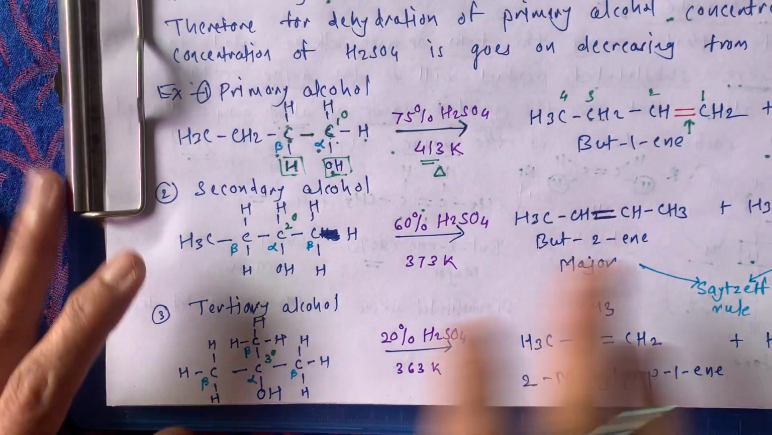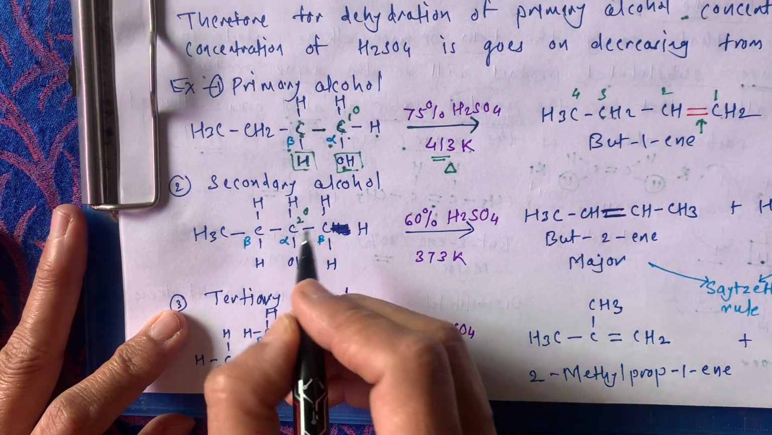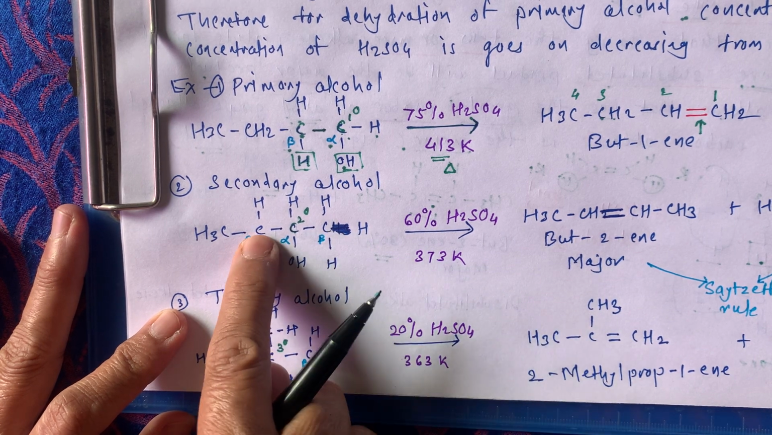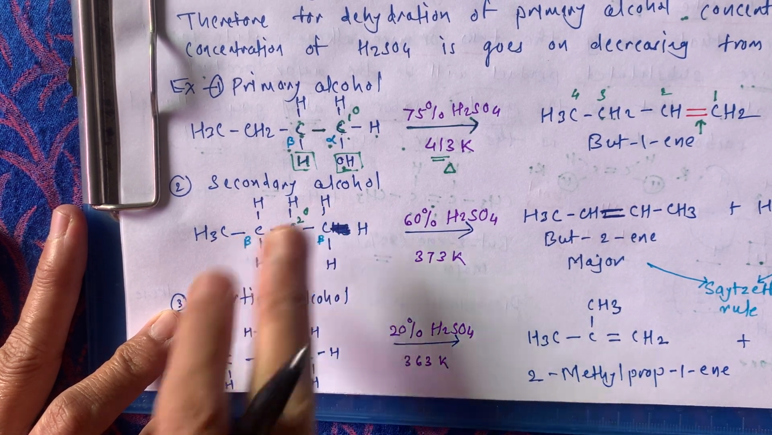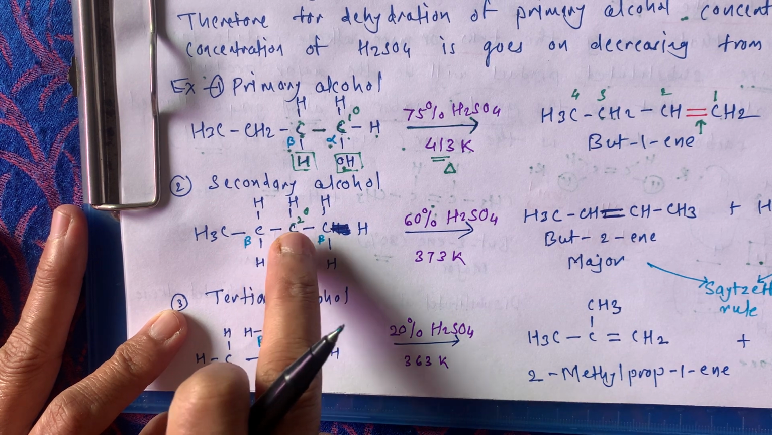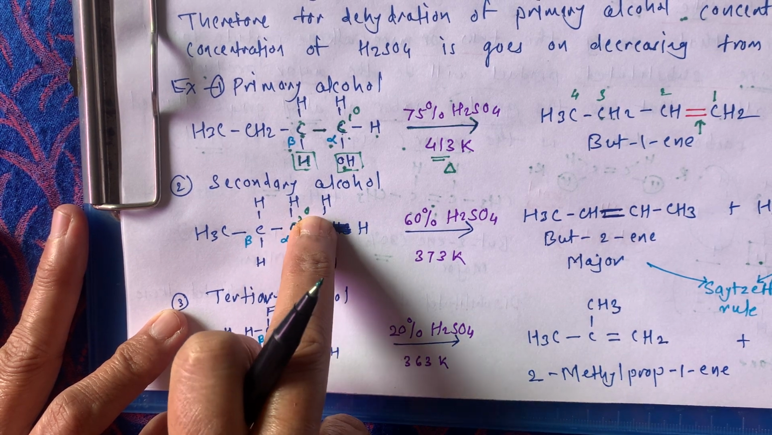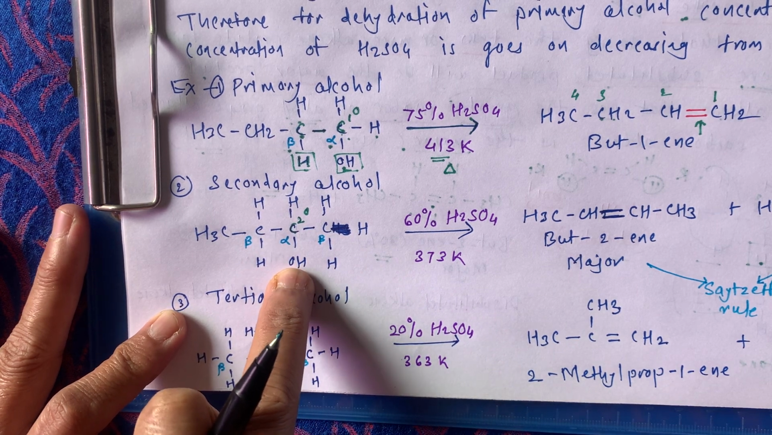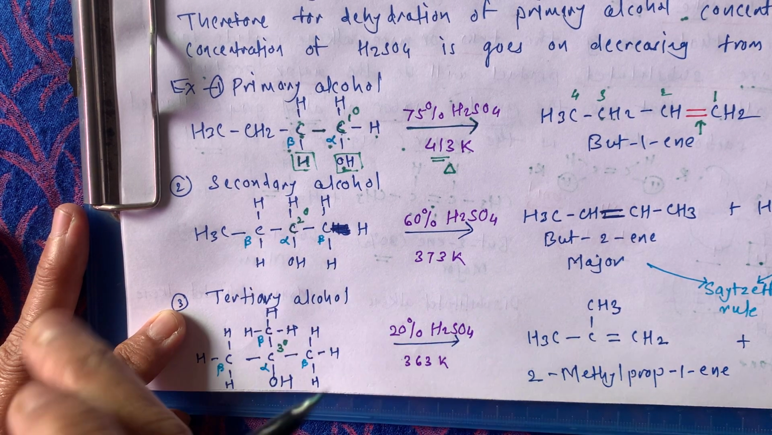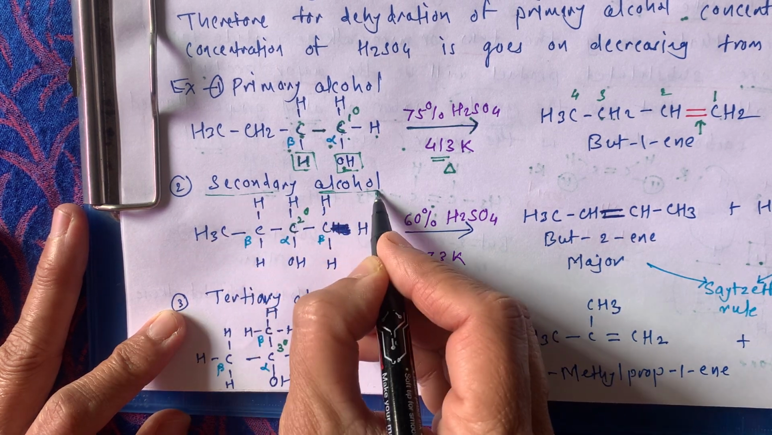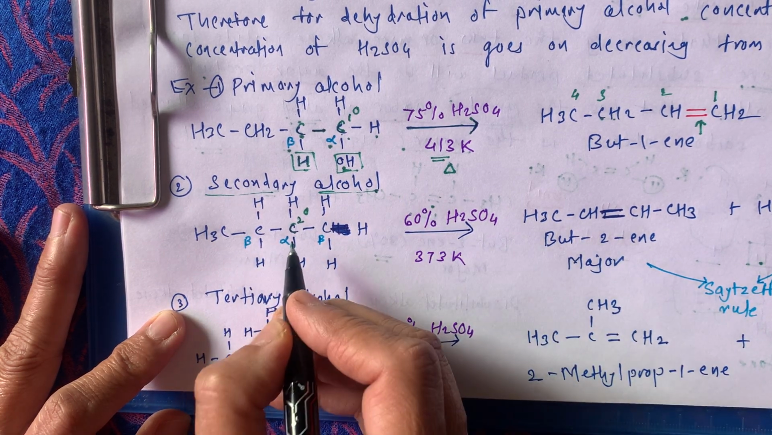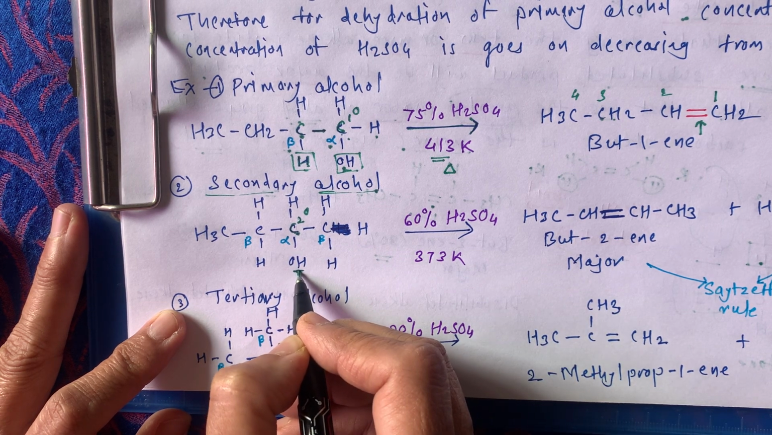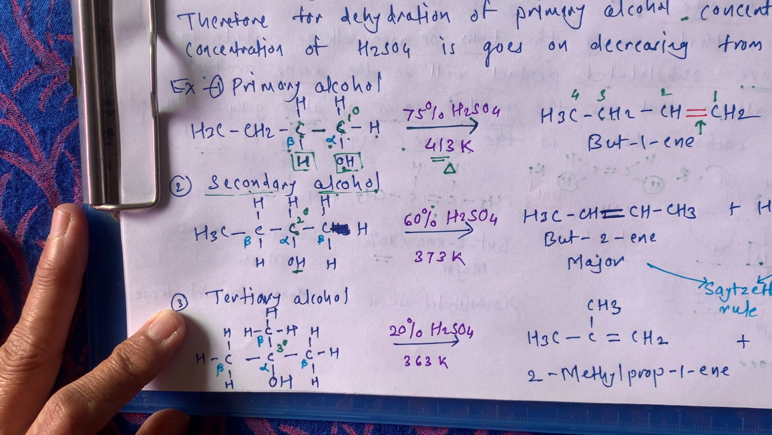Okay. Now see the secondary alcohol. This carbon is attached to one carbon and another carbon, means 2 carbons are attached to this carbon. So this carbon is now our secondary carbon. And to this secondary carbon OH, the alcoholic functional group, is attached. Are you getting this? This is our secondary carbon, OH is attached to this carbon, so this is our secondary alcohol.